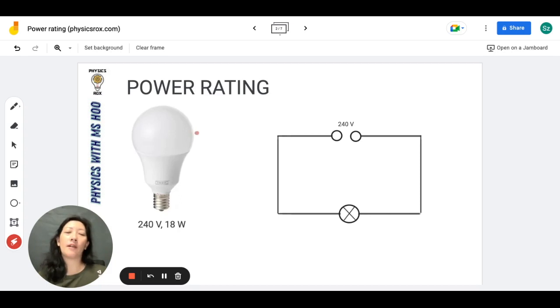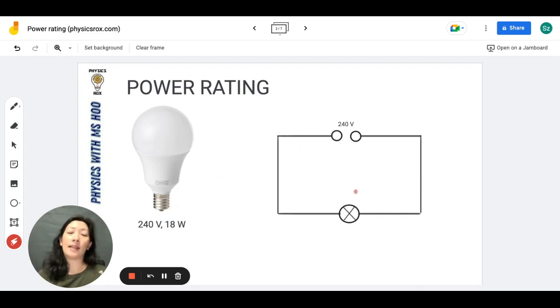For example, if you connect the light bulb to a voltage that's much lower, like 12 volts instead of 240 volts, the light bulb might not even light up at all. Or if you connect it to a voltage that's too high, like 1,000 volts, the light might actually burst. So this is the ideal voltage that you should connect this light bulb to.